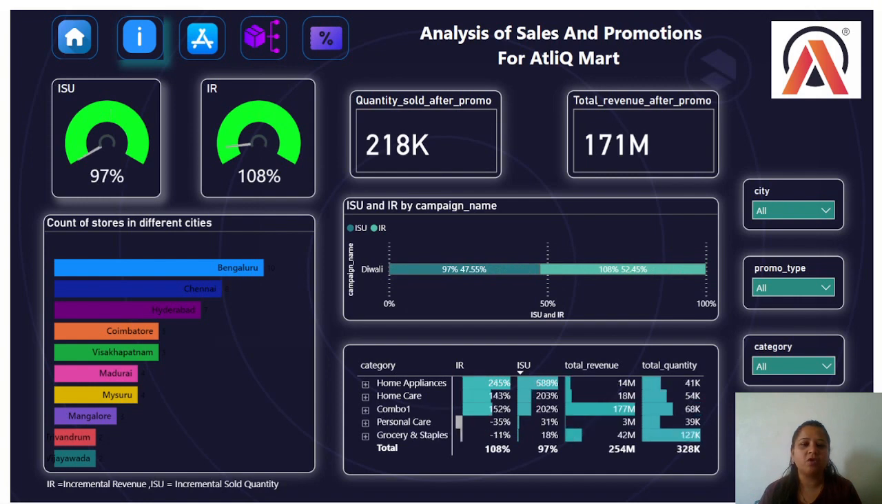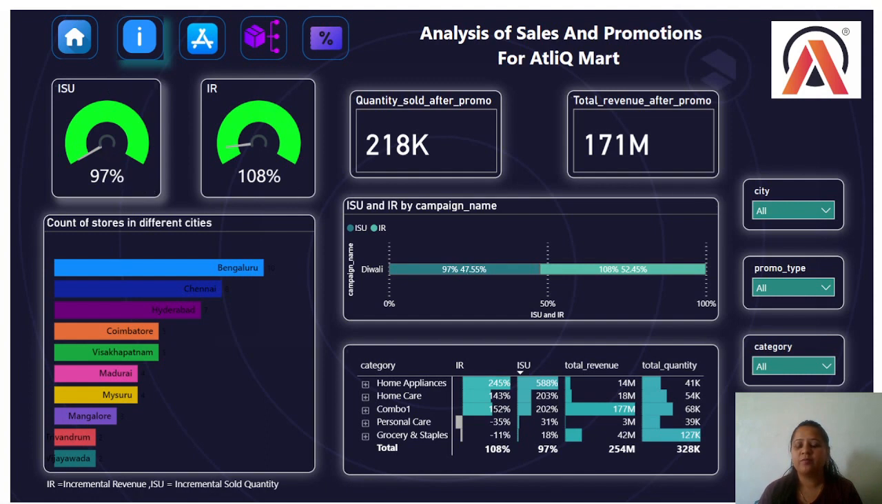As you see, I am clicking on Diwali. Then it shows the total quantity sold in Diwali is 118K after promotion, and the total revenue is 171 million after promotion. The incremental revenue and incremental sold quantity I am using here give you, in Diwali, an IR of 108% and an ISU of 97%.